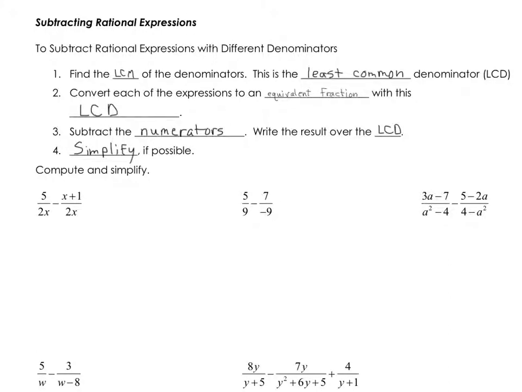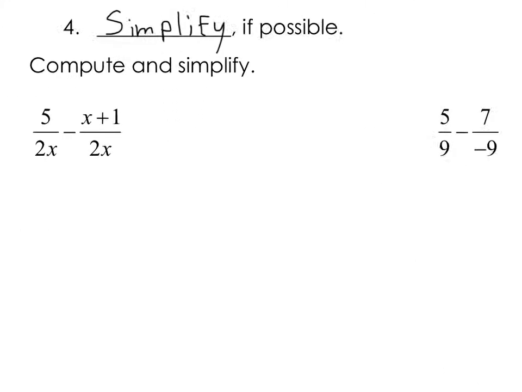Subtracting rational expressions. Actually, these instructions are exactly like adding rational expressions. Find the least common multiple of the denominators. This is the least common denominator. Convert each of the expressions to an equivalent fraction with this LCD. Subtract the numerators. Write the result over the least common denominator. Simplify if possible.